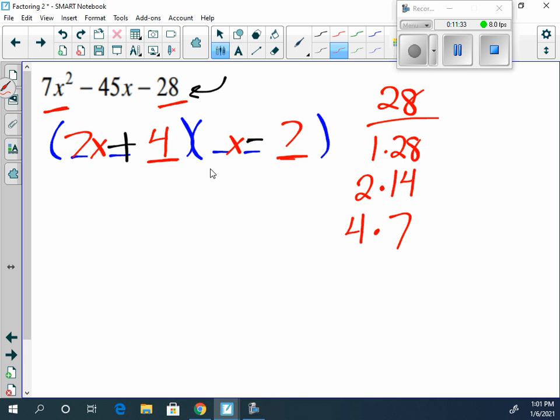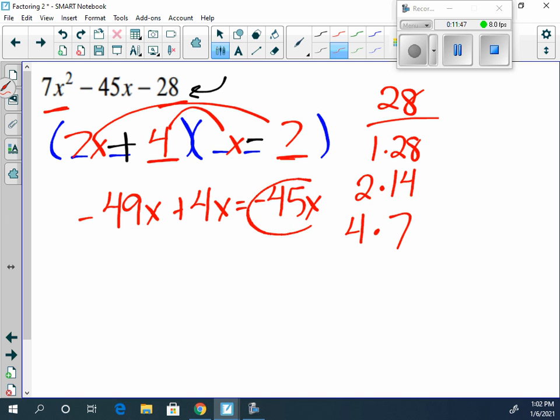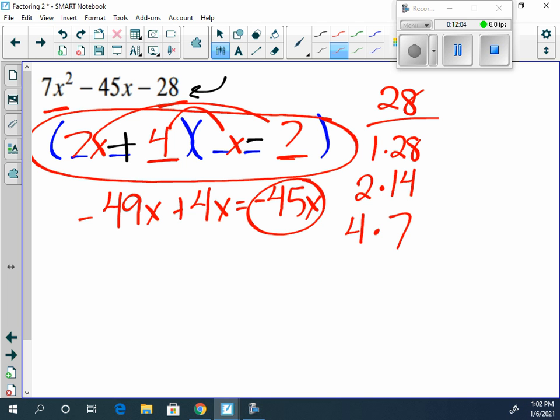So 7x times negative 7 would be negative 49x. 4 times x is going to be plus 4x, which will give us negative 45x. Is that what we wanted? Well, yes. And that's it. So this here are our sets of factors. These are the set of factors for this here. Any questions on this here? Any questions on anything we've done thus far?